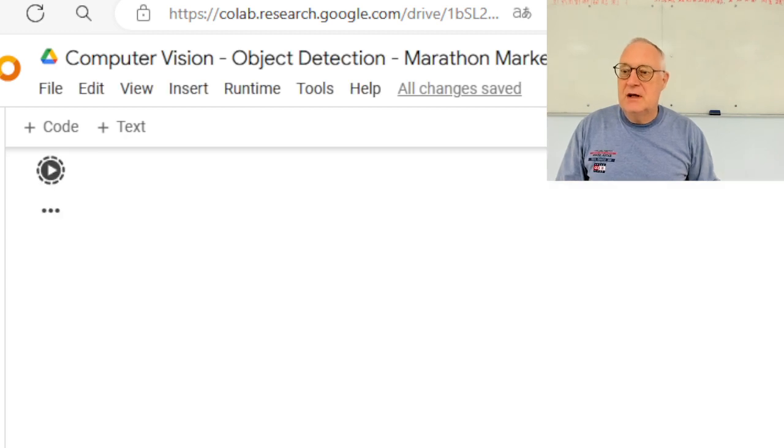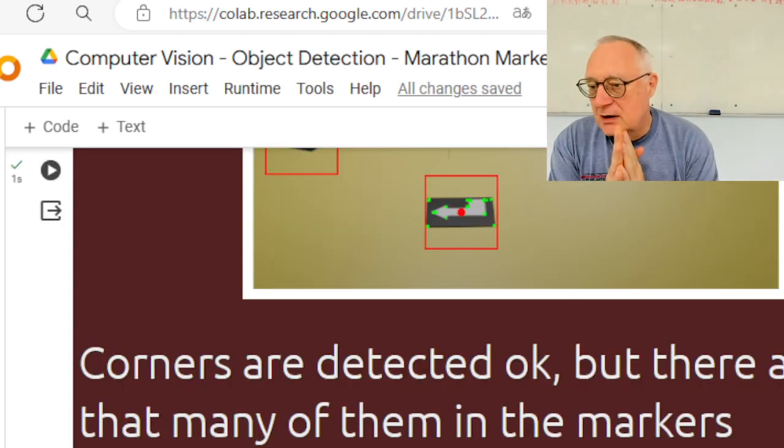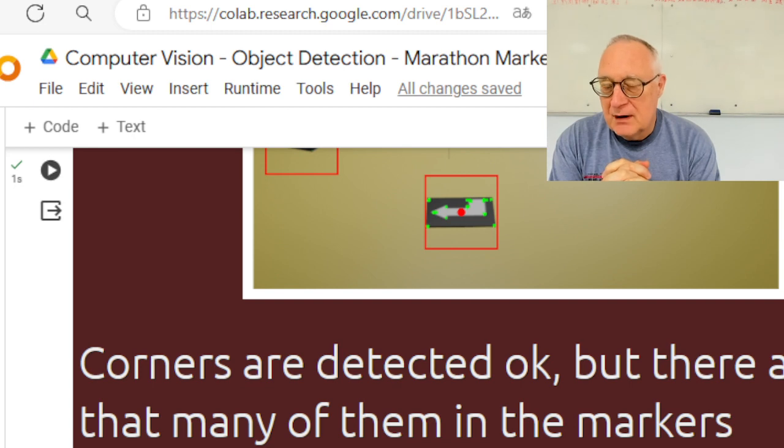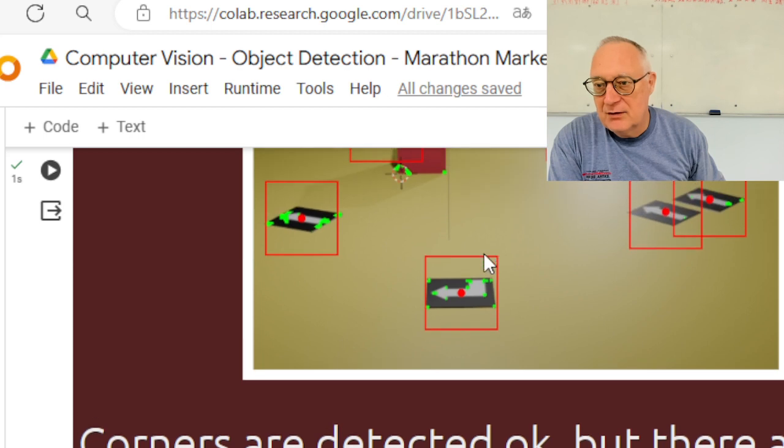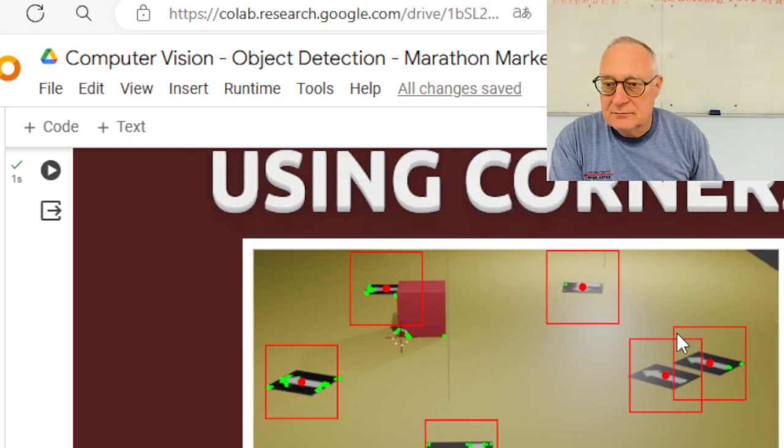So the corners may be too specific for this particular application. The front one actually we can recognize and register pretty nicely if we get those corner points. More concern are the ones over here, and over here where we don't get any corner points. Here we also don't get all the corner points.